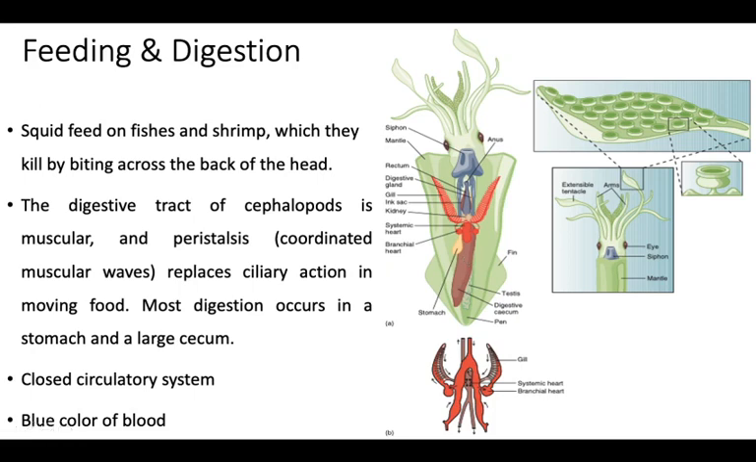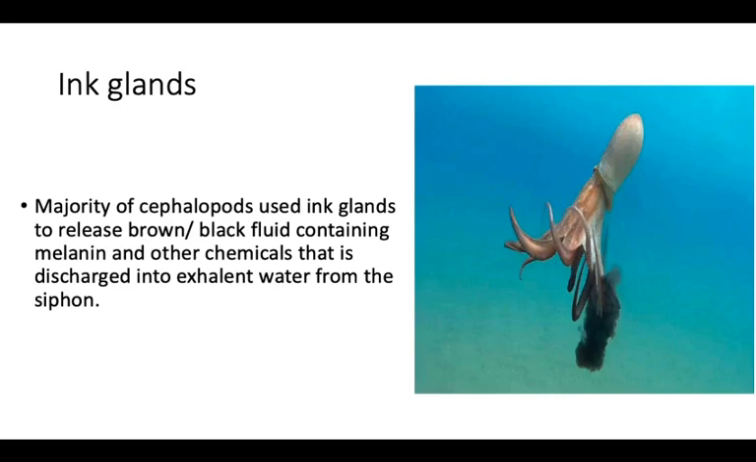An interesting fact is that squid and octopus both have blue blood. This blue color is due to the presence of copper, or hemocyanin, instead of hemoglobin in these organisms. Now, the ink glands.